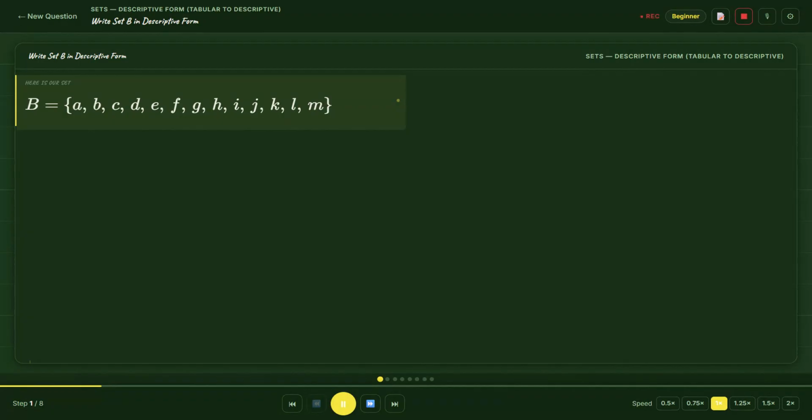Let's look at our set B. It has a lot of members inside the curly brackets. Our job is to find one simple rule that tells us what all these letters have in common.